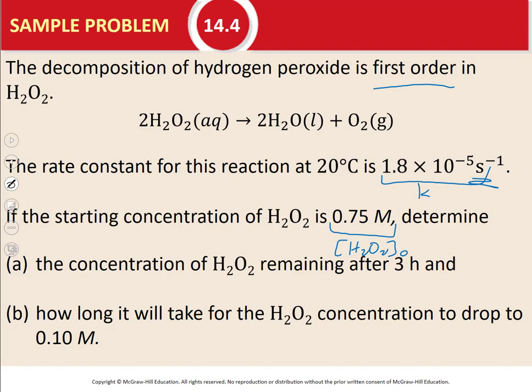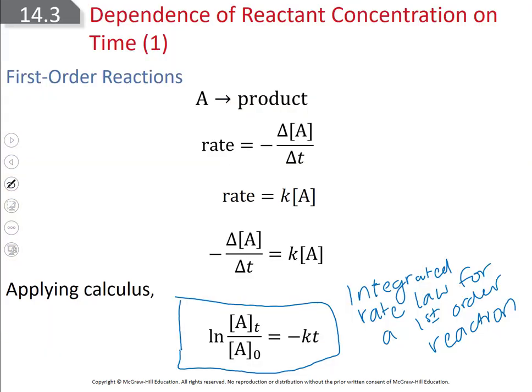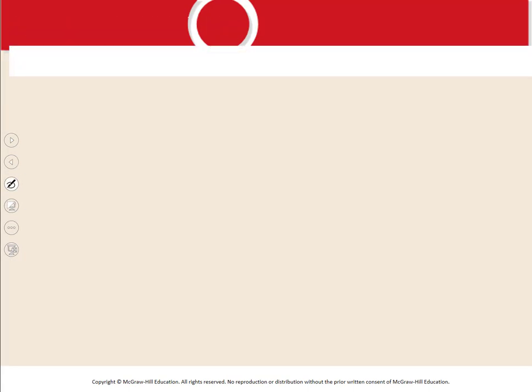So the integrated rate law for the first order reaction is right here: the natural log of the concentration at time t over the concentration at time 0 equals negative kt. So I'm going to write that over here. Natural log of the concentration of A at time t over A initially is equal to negative kt.